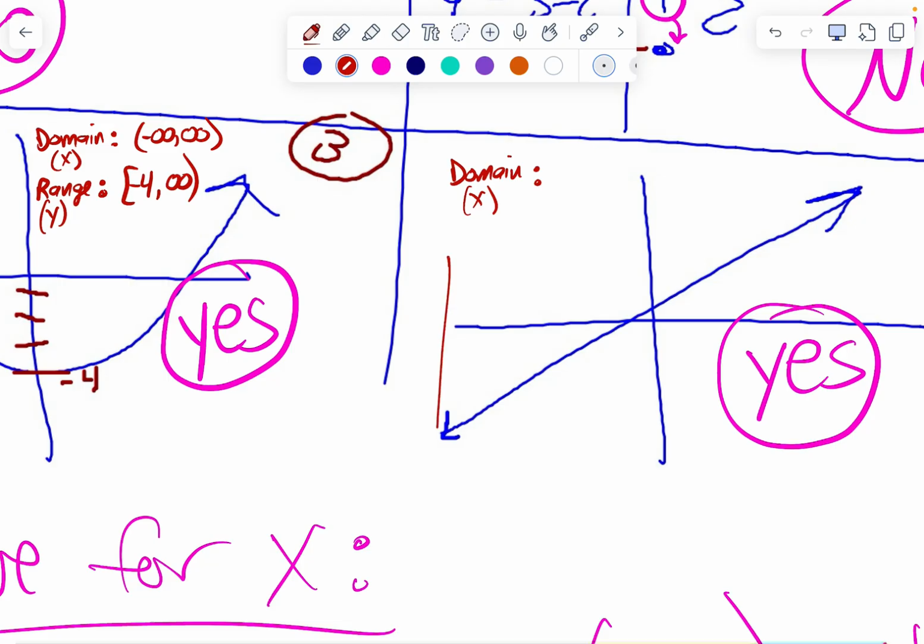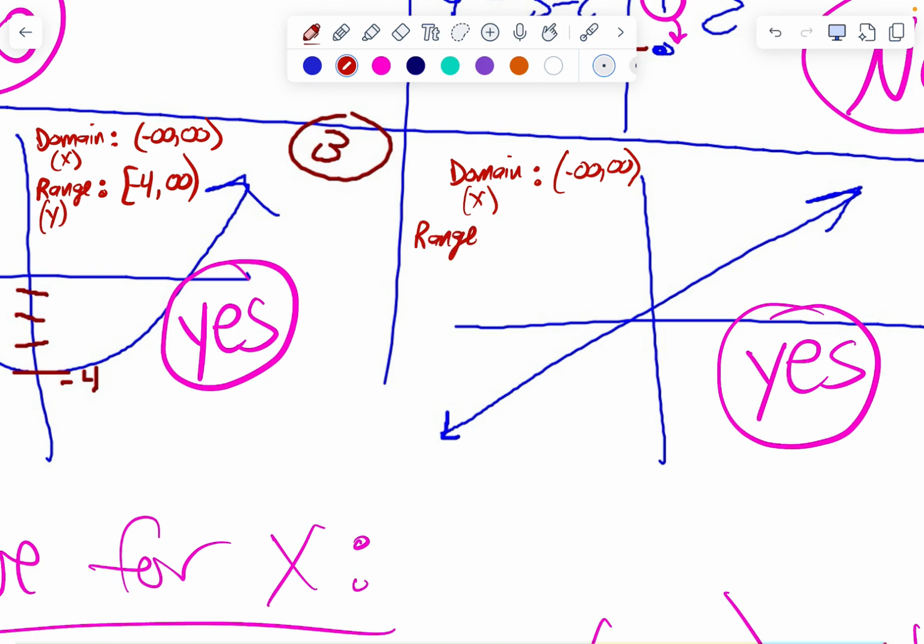Does it stop right here? No, why? Because it has an arrow, right? If there was like a circle on there, that would tell us to stop. So this is from -infinity to infinity. Does that mean all domains are always that? No, but it is often.